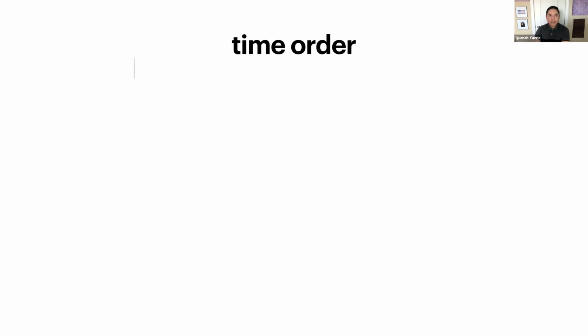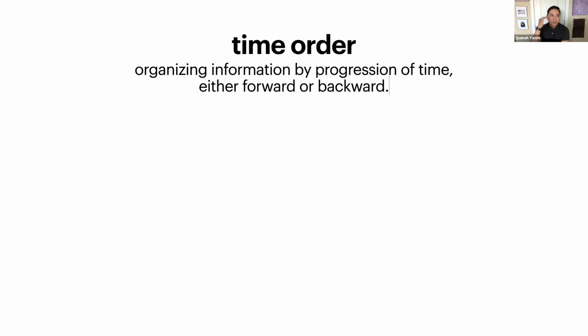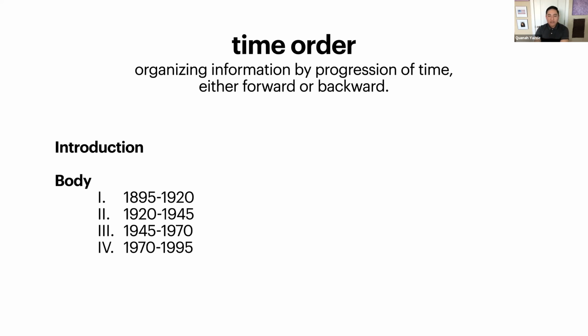So time order basically deals with time, right? How to logically put things in order based off of time. Time order is pretty basic, so you can just literally do it by time. So if you're doing a history report or any type of history essay, you want to put things in order, right?